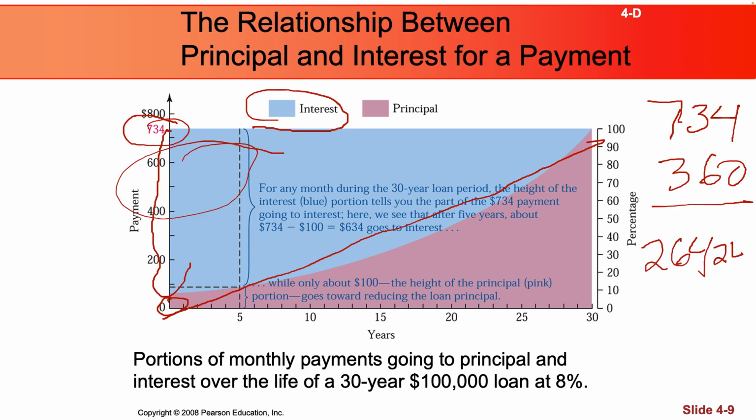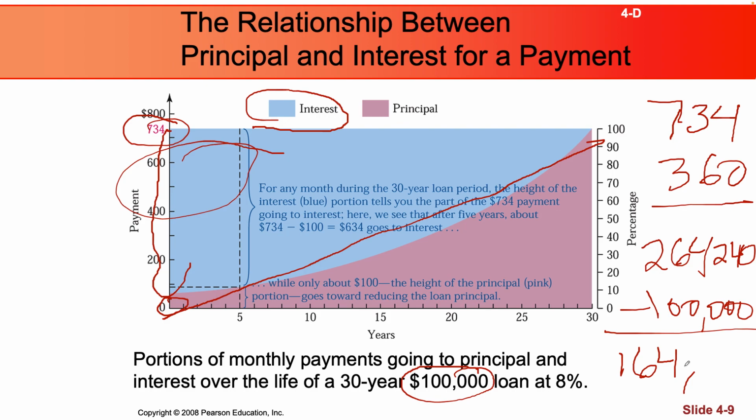240. What was the amount of the loan? They borrowed 100,000. So we subtract the loan amount because that got repaid, right? The rest is interest. They paid $164,240 in interest. That's a lot. But remember, it's over time.